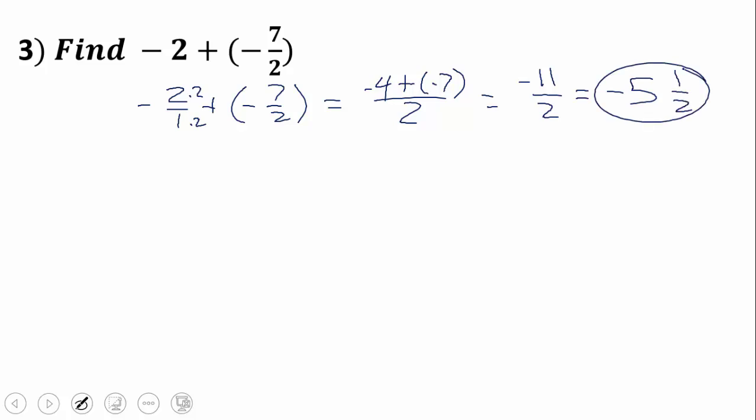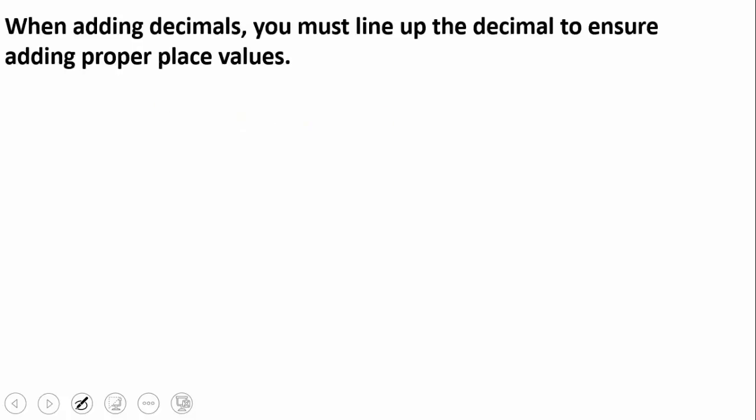Pretty dang darn quick and simple. Pretty straightforward. Moving right along, you have to add rational numbers written as decimals, and of course you have to follow integer rules, so we're going to do a couple real fast.